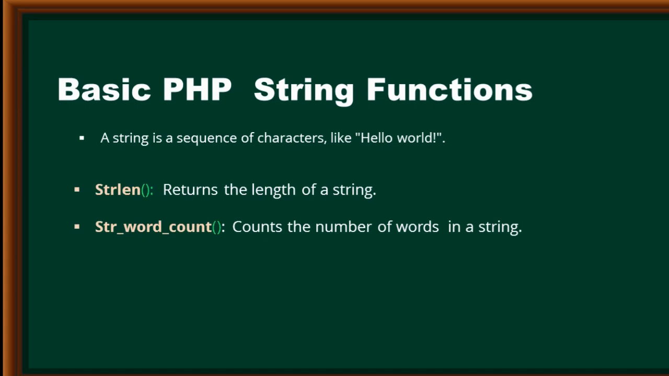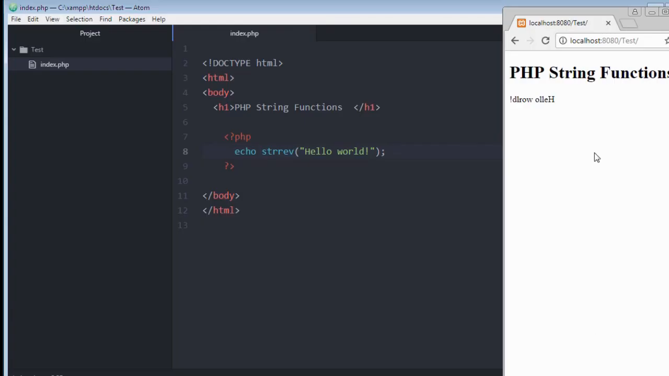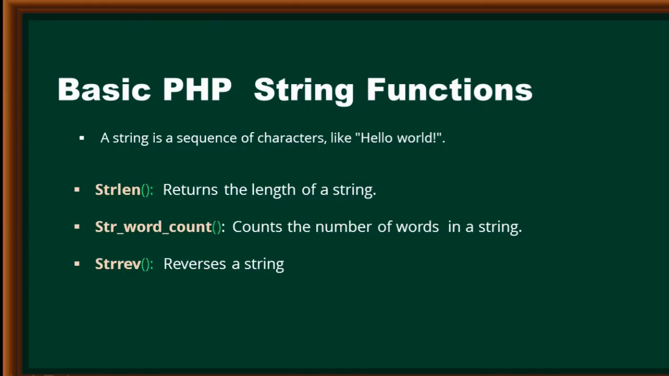The next function I want to explain is used to reverse a string. It is called strrev. Let's take a look at an example. You can see in the example here, it has reversed the string hello world. Basically, it's turned the characters of the words upside down. So that's what we get now. If you want to reverse characters or words, you use the strrev string function.